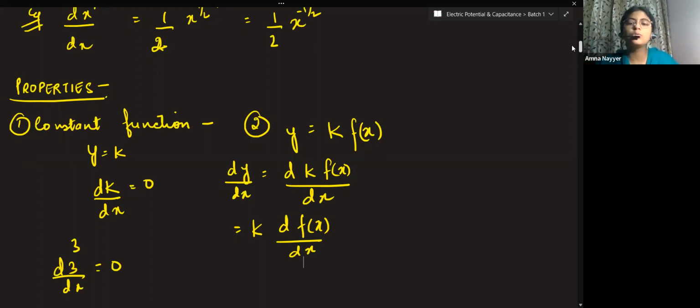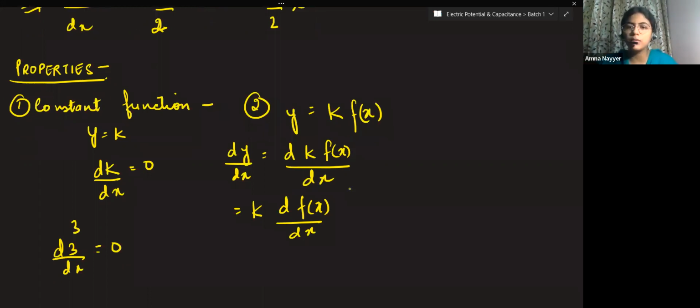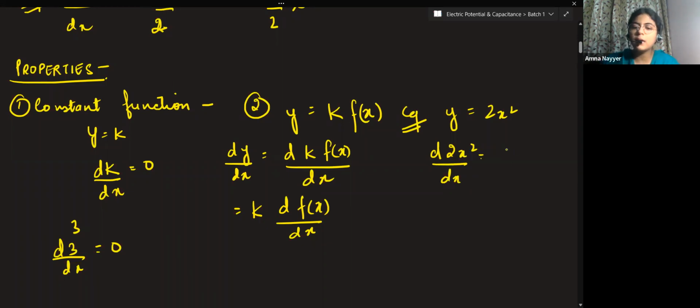Now see, how do you solve it if you are given a number? For example, let's say we are differentiating 2x square. So y is equal to 2x square. You have d of 2x square by dx. So this constant 2 will come out. First we have taken out this constant 2. Now what are we left with? x to the power 2. We know how to solve x to the power 2. 2 comes out, it becomes x to the power 2 minus 1.